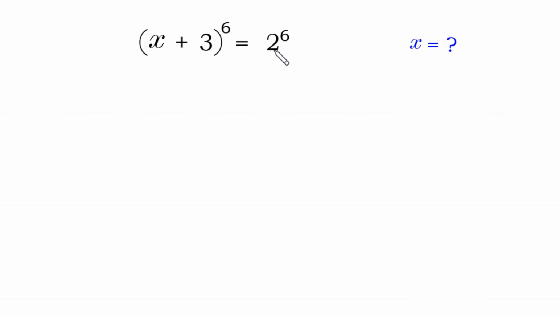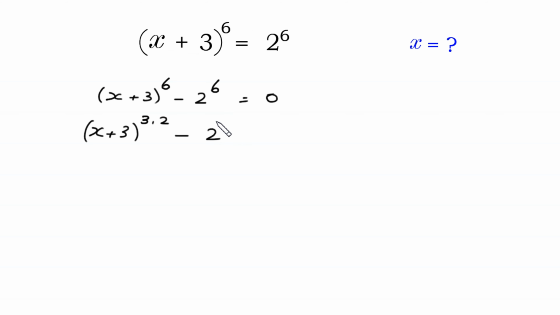First of all, we move this 2^6 to the left side. (x + 3)^6. This positive 2^6 becomes negative 2^6 on the left side, equal to 0. Now, we can write this 6 as 3 times 2: (x + 3)^(3×2) − 2^(3×2) = 0.